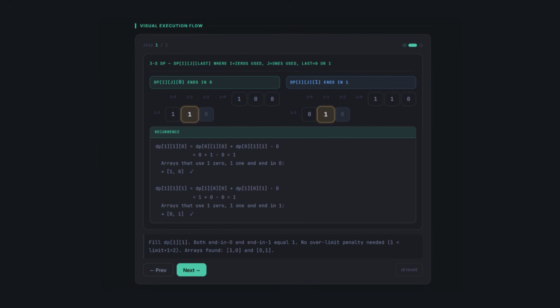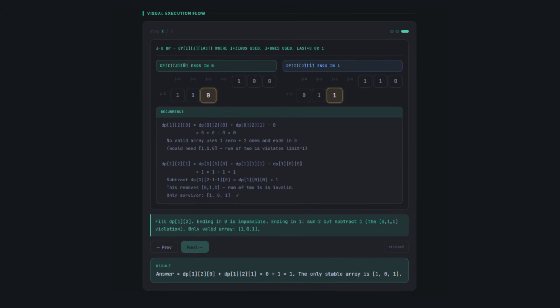Now we fill the state where i equals 1 and j equals 1. First, we compute arrays that end in 0. We use the formula dp[1][1][0] equals dp[0][1][0] plus dp[0][1][1]. That becomes 0 plus 1, which equals 1. The array represented here is 1 followed by 0. Next, we compute arrays that end in 1. dp[1][1][1] equals dp[1][0][0] plus dp[1][0][1]. That becomes 1 plus 0, which equals 1. The array represented here is 0 followed by 1. So after this step, we have two valid arrays, 1, 0, and 0, 1.